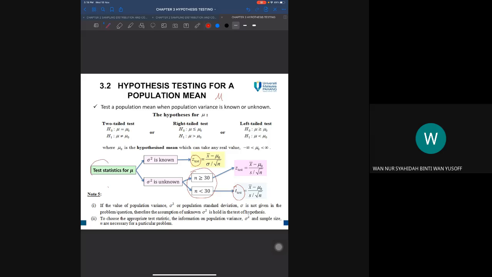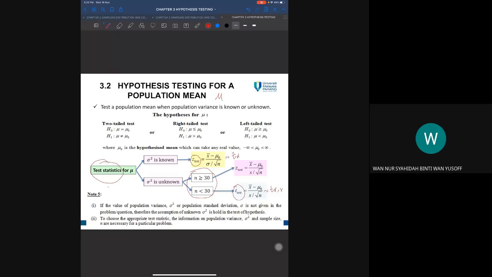We call it a test statistic. So for the case of mu, it will be either a z test or a t test. When you have a z test, automatically the critical value is from the z distribution. When you have a t test, automatically the critical value is from the t distribution. We cannot compare z with t, and we cannot compare t with z, because they are different distributions.